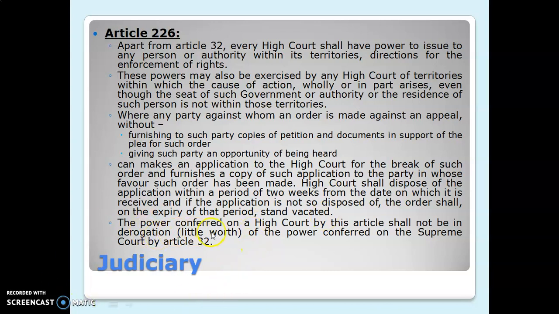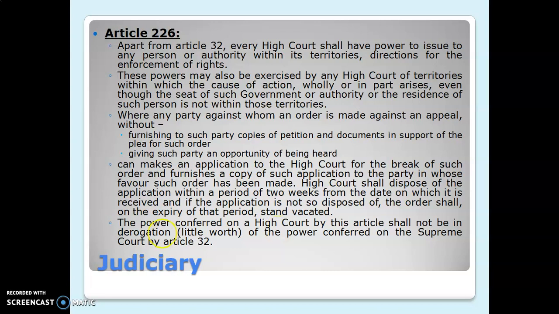Then lastly, the power conferred on a High Court by this article shall not be in derogation, derogation meaning lessening the worth or value, of the power conferred on the Supreme Court by Article 32. No doubt the Supreme Court is higher in rank in comparison to the High Court, but this doesn't mean that the High Court has less power or less value in comparison to the Supreme Court as given in Article 32.